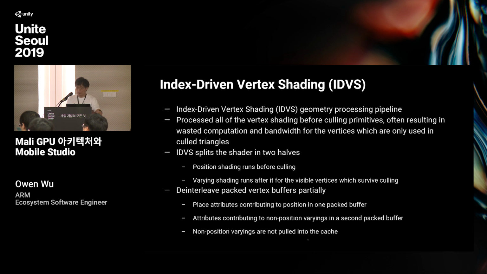But as a developer, you can do something to make IDVS more efficient. If you put position-related attributes into one buffer and the other attributes into another buffer, then the non-position attributes will not be pulled into the cache, so the cache can store more vertex data.